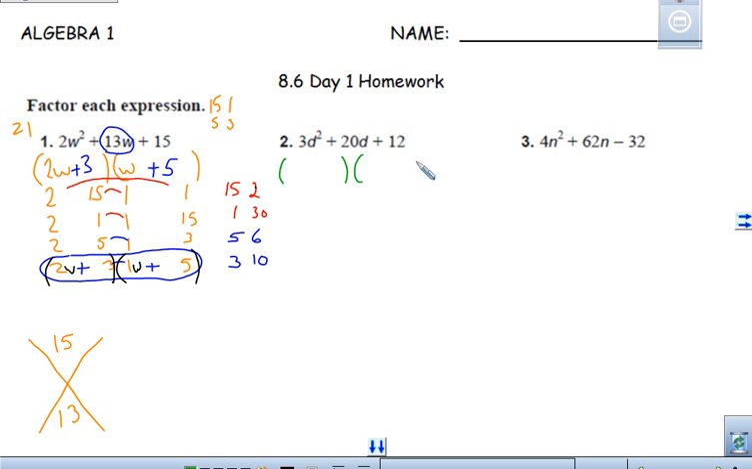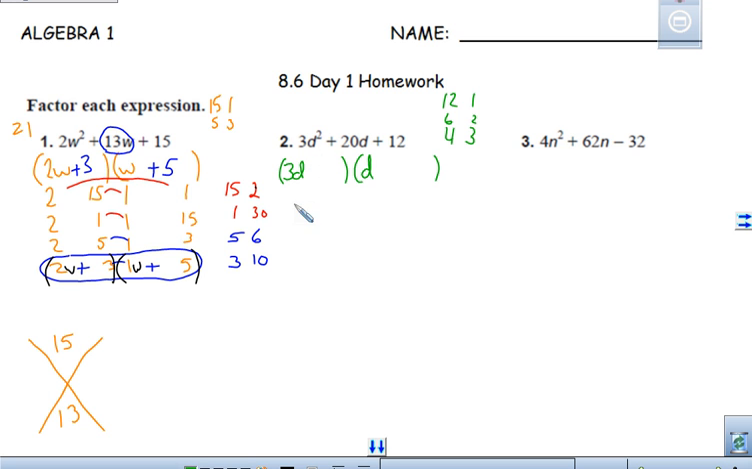So we know our answer is going to be a binomial times a binomial. 3 is our leading coefficient, so 3 is prime, so we know our answer at the beginning has to be 3d times d. Because then when we do our first out of our foiling, 3d times d gives us 3d squared. So now we want to figure out what would give us these two spots a 12. My options are 12 and 1, 6 and 2, 4 and 3.